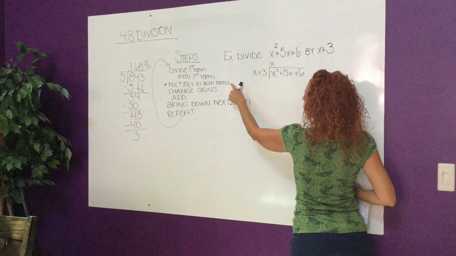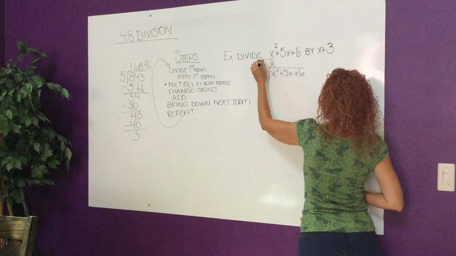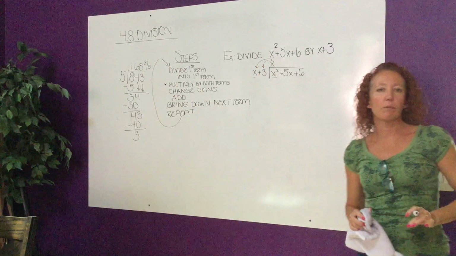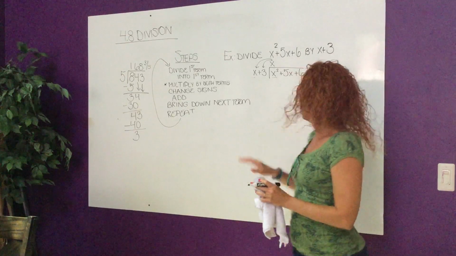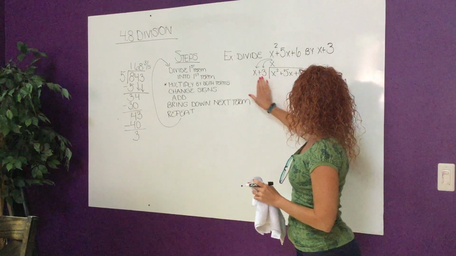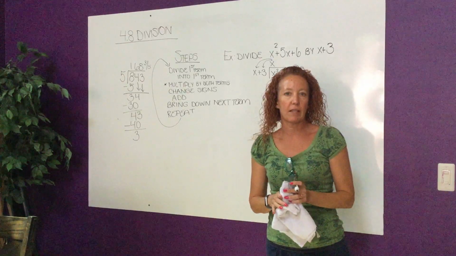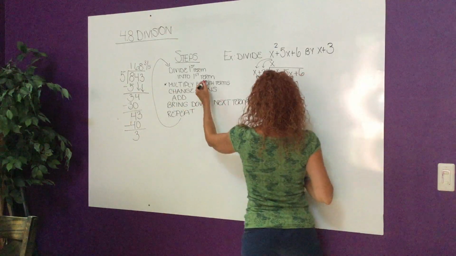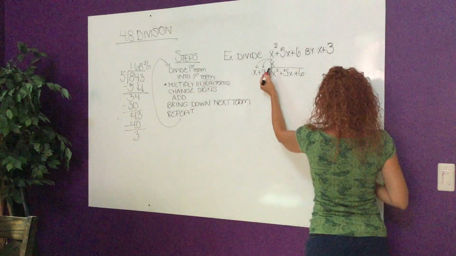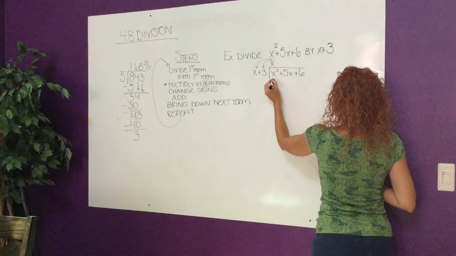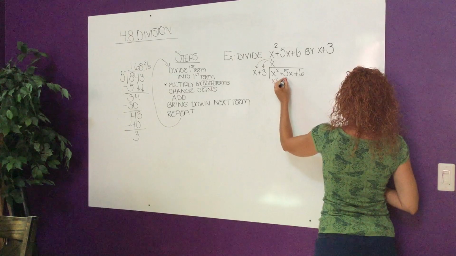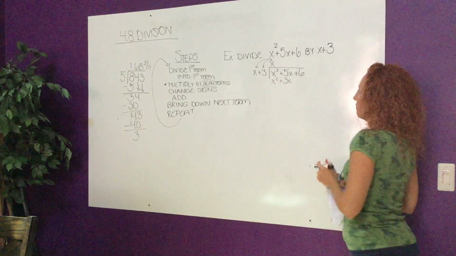Then it says multiply by both. So I have to actually multiply both of those. That's a real easy step for students where this is a new skill. It's real easy to forget that step. So that's why I start it, multiply by both. So x times x is x squared. X times 3 is 3x.